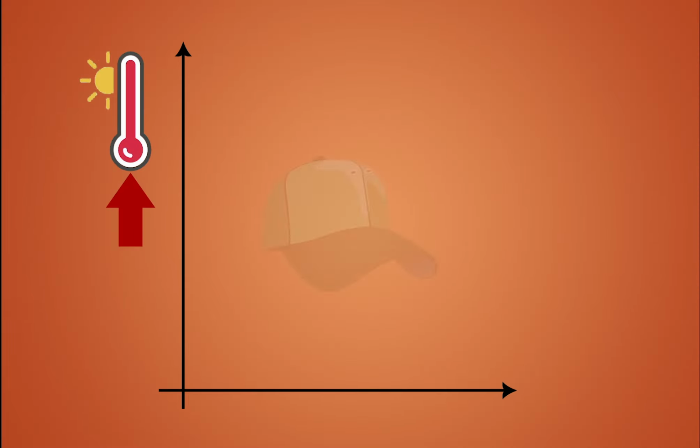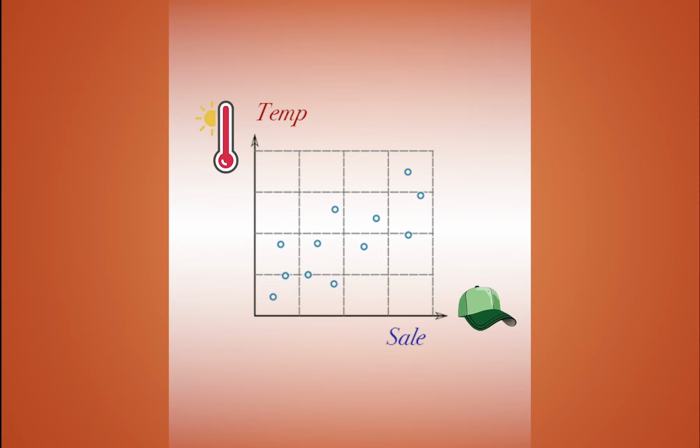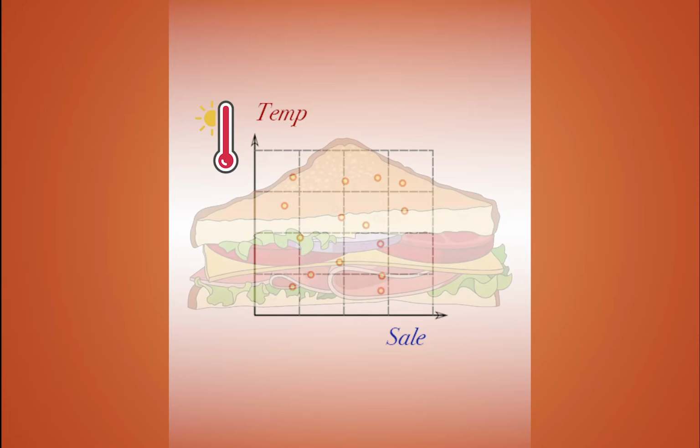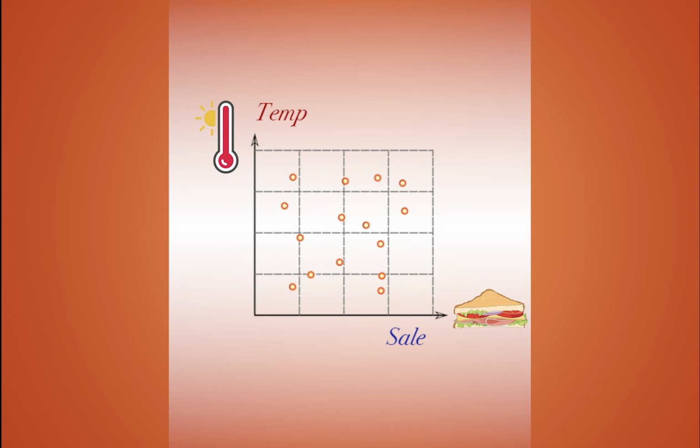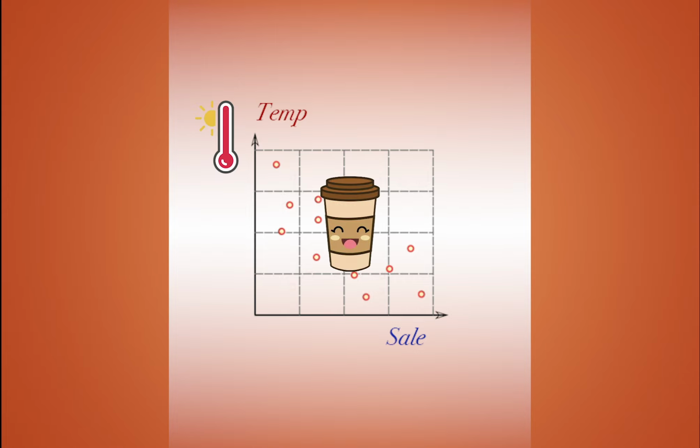As it shows, there is a relationship between these two variables, but it's not as strong as selling ice cream. Now let's see this relationship in increasing temperature and selling sandwiches. As its scatter plot shows, there is no relationship between these two items. And what about increasing the temperature and selling coffee?